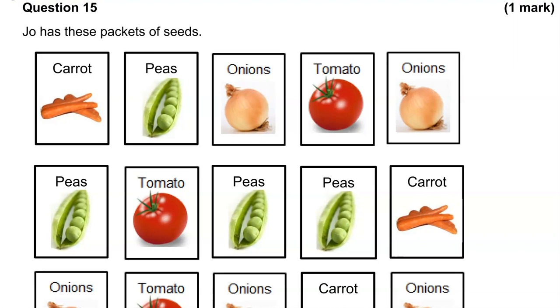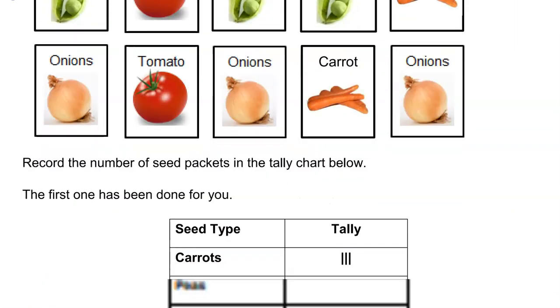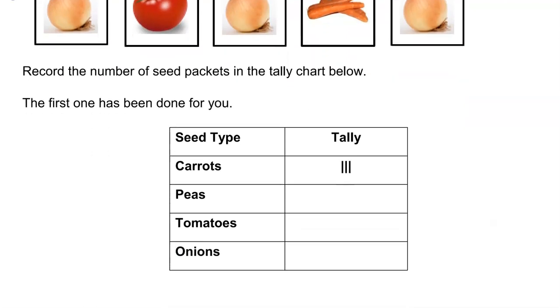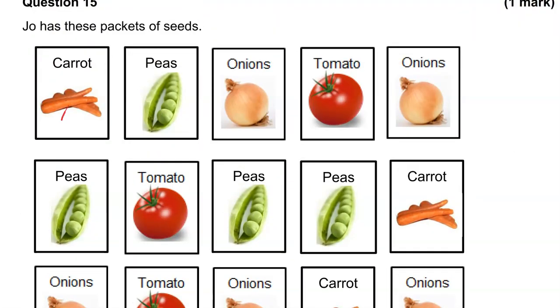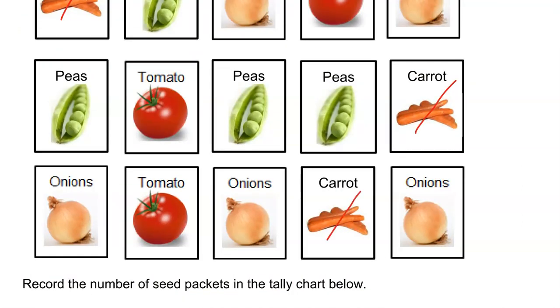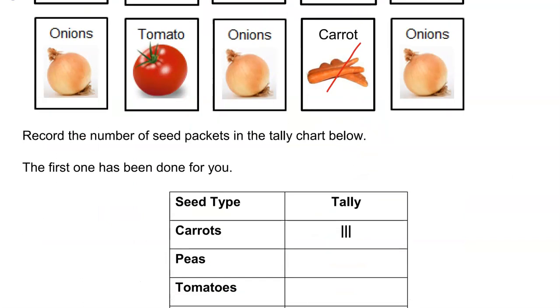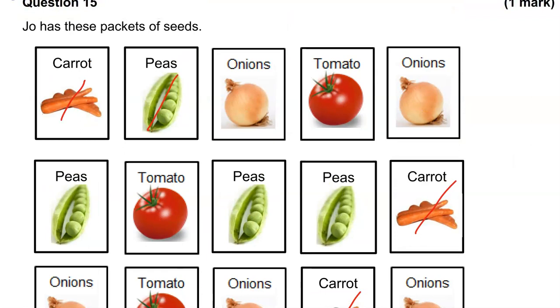Joe has these packets of seeds. Record the number of seed packets in the tally chart below. The first one has been done for you. So carrots, we've got 3 of them that has been done. So there is 1, 2, 3. Next one is peas. Let's see how many we've got. So 1, 2, 3, 4.